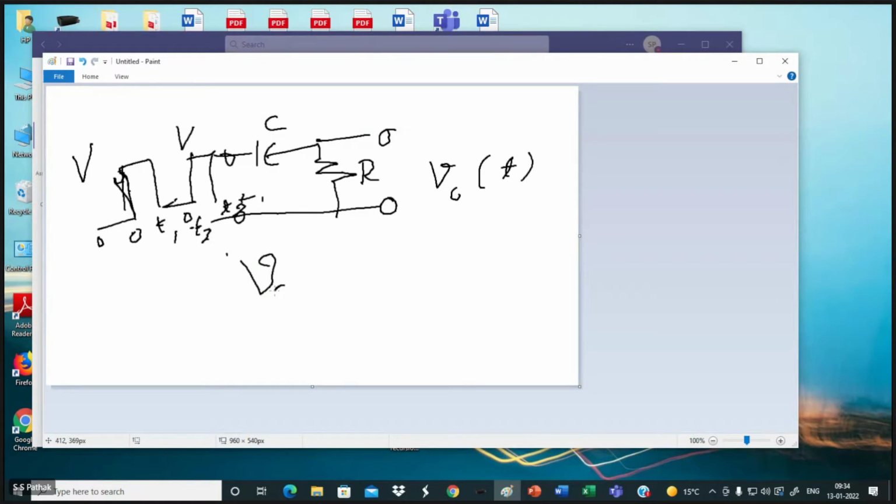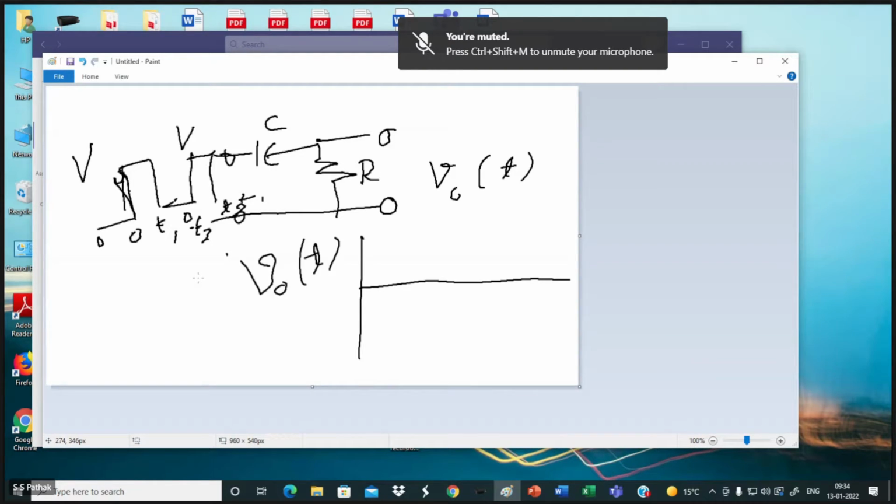V naught T is across the resistance. This I am plotting here. That's what I said, it is all conceptual. The time constant is R into C, so I think you already know about that. So what will V naught T be when I have applied T equal to 0?